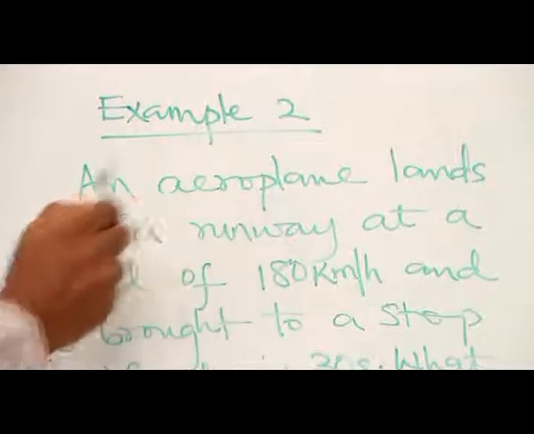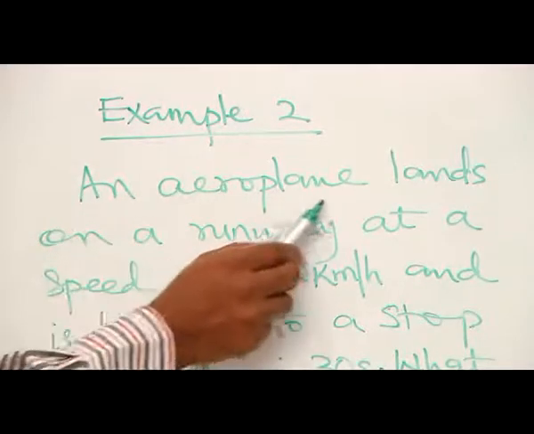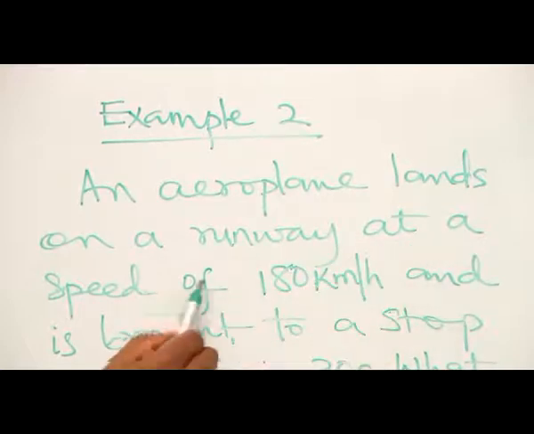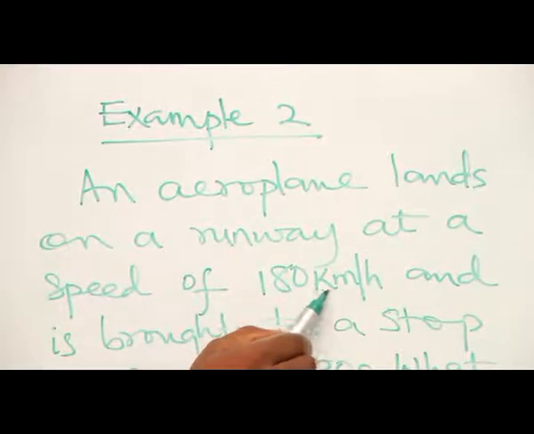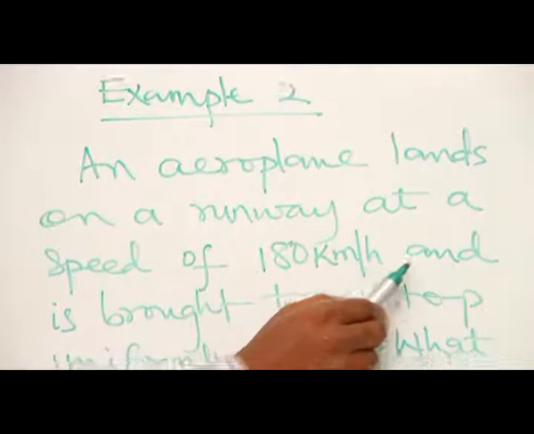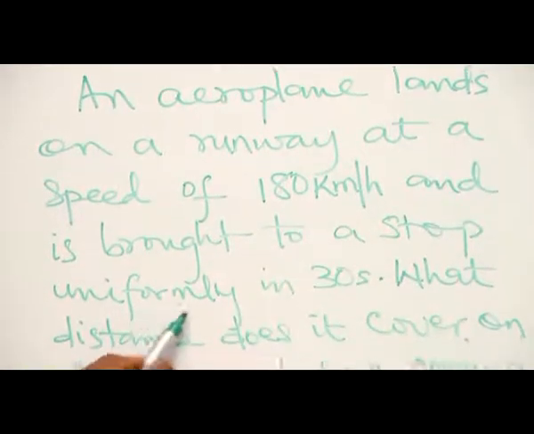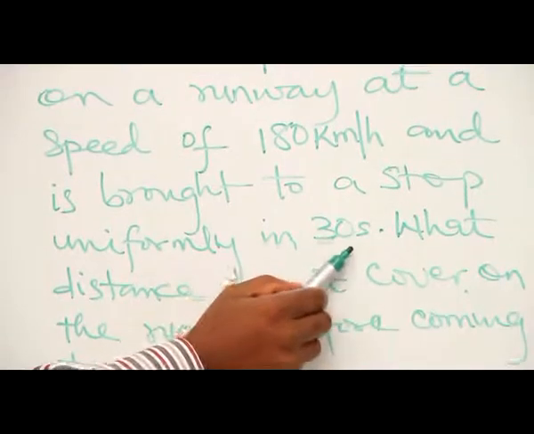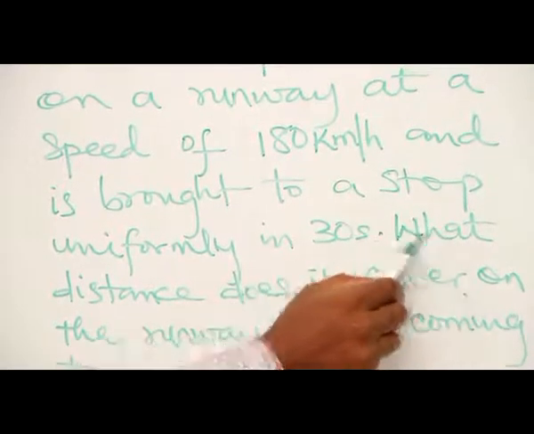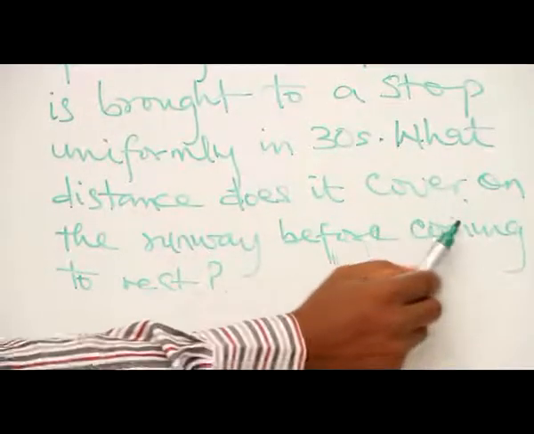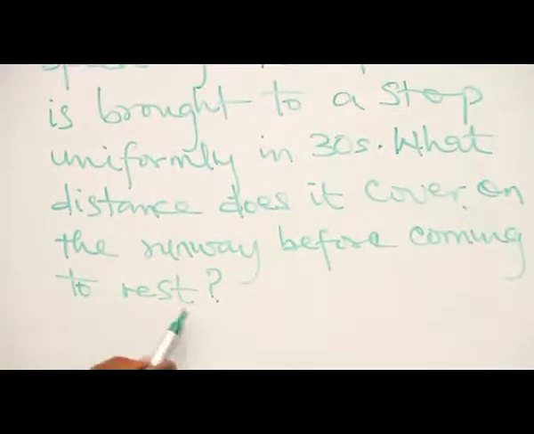Example 2. An aeroplane lands on a runway at a speed of 180 km per hour and is brought to a stop uniformly in 30 seconds. What distance does it cover on the runway before coming to rest?